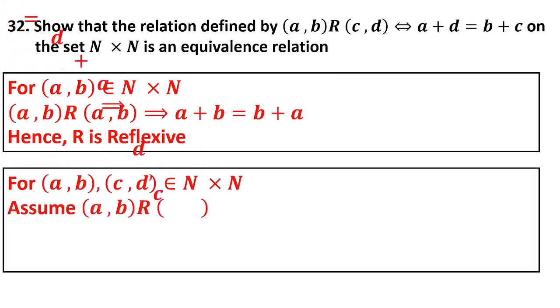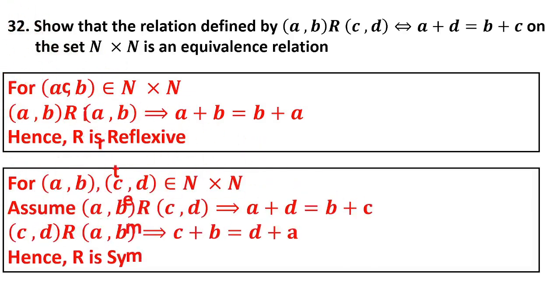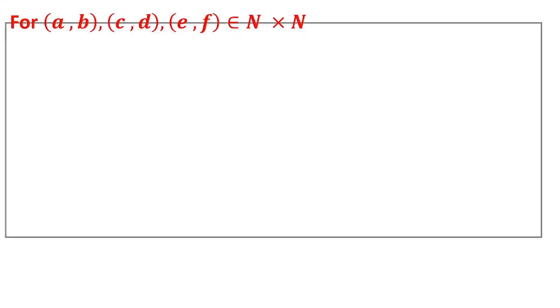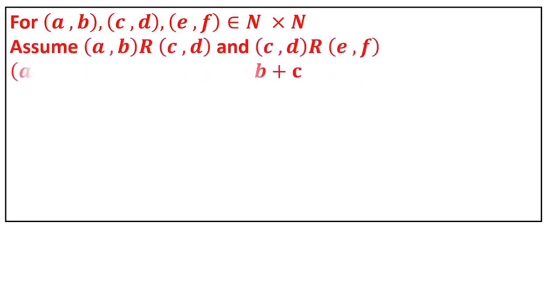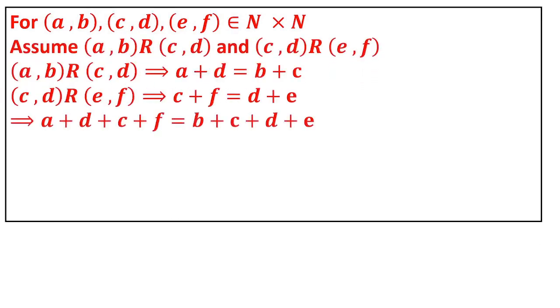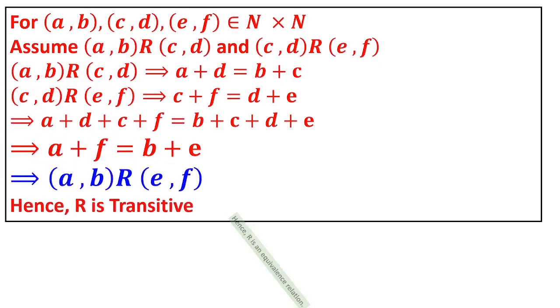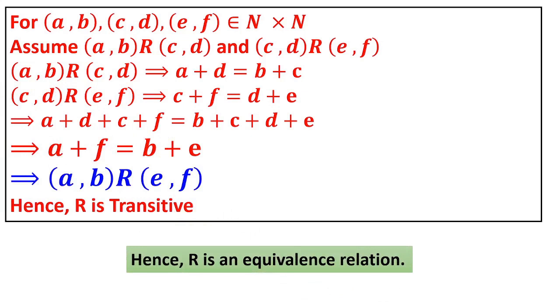Symmetric, the same thing. I take (a, b), (c, d), and I am checking whether (a, b) is related to (c, d) and (c, d) is related to (a, b). And transitivity, and this is a problem of addition. Therefore, I am taking both the conditions, add them, and you will get a plus f is equal to b plus e. Therefore, it is transitive. Therefore, the given relation is an equivalence relation.